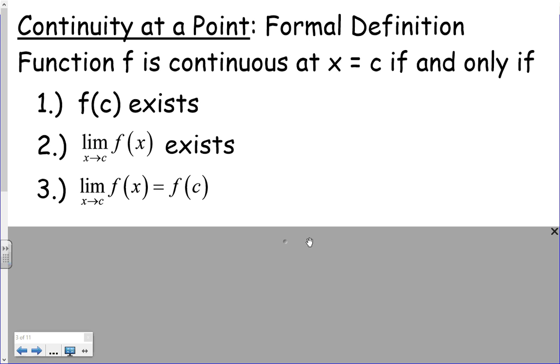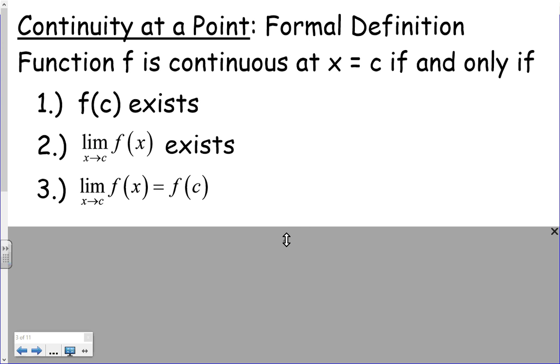First of all, the function at c exists. When you plug in that given c value into your function, do you get a number out? If you do, it exists. Secondly, evaluate the limit of your function as x goes to c, and does it exist? If it does, you meet the second condition. And then finally, are those two numbers that you just came up with the same? Is the limit as x goes to c of f of x the same as f of c? And if they are, then you have yourself a function that's continuous at that point.